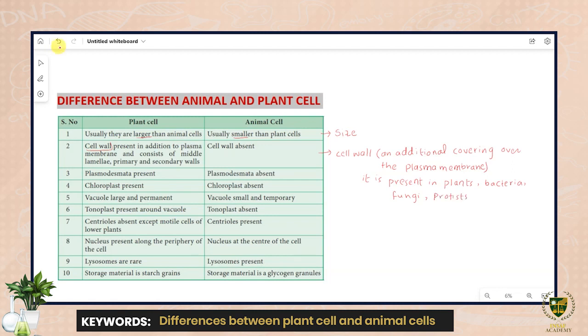और डियर स्टूडेंट्स, प्रोटिस्ट में कौन कौन से प्रोटिस्ट हैं जिनके पास ये होती है? One of them are algae, the plant like protist, plus the fungi like protists. They possess the cell wall, while in animals this is absent. Clear? So cell wall present in addition to plasma membrane and consists of middle lamella, primary and secondary walls.